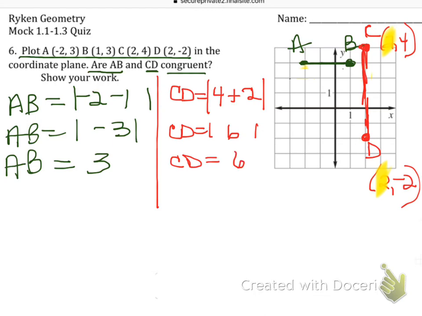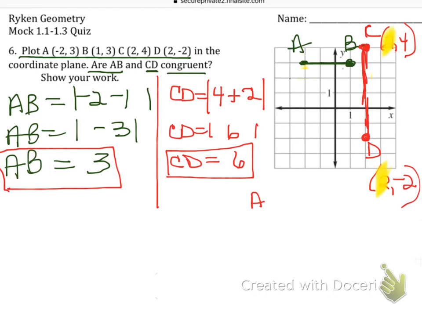Alright, in this last problem, they say calculate AB using the distance formula and round your answer to the nearest tenth. And the distance between 2 points can be calculated using this formula right here. So I've already taken the liberty of writing out my points. Now let's go ahead and we'll label those points. So here is x1, y1, x2, and y2.